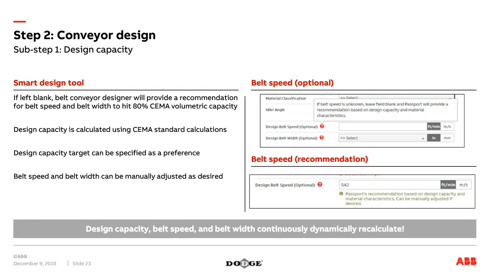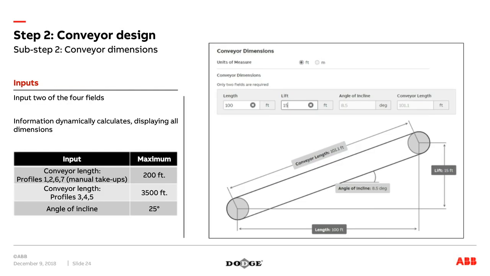Really, the next step, the actual conveyor dimensions. Here you have 4 different fields: the overall length of the conveyor, the lift, the angle of incline, and the conveyor length. As you see here, you need 2 of the 4 fields. You can input the 2, and obviously it can do some simple math to calculate what the other 2 are, and it'll do that automatically for you.